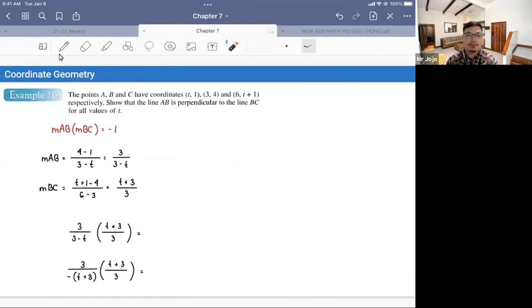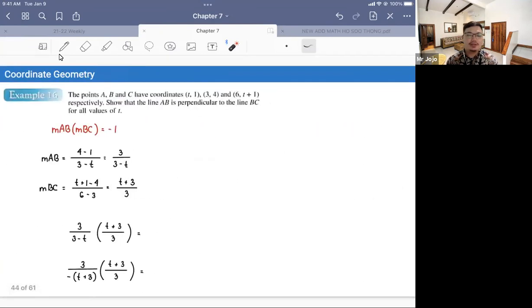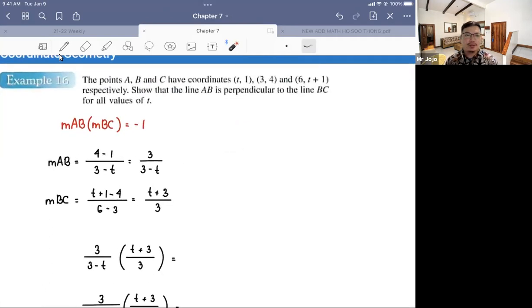Now this one is from the book. So this is similar to this example. It's just that instead of numbers, we now have expressions. So let's have this one. The points A, B, and C have coordinates (t, 1), (3, 4), and (6, t + 1) respectively. So your y value here is t + 1. This is A, this is B, this is C. Show that the line AB is perpendicular to the line BC for all values of t.